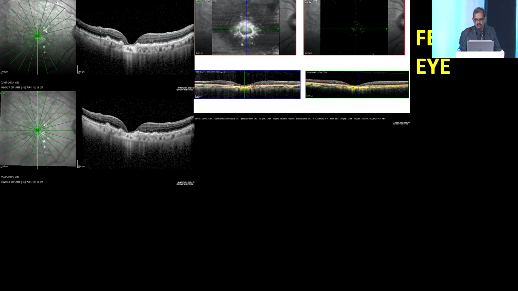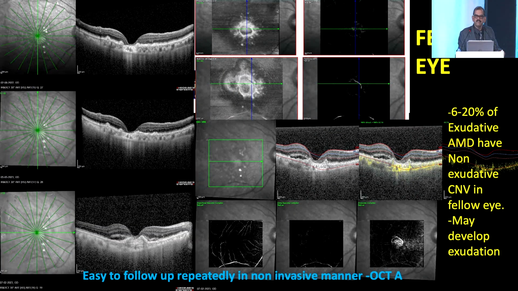The fellow eye of exudative macular degeneration patients should be very carefully looked at, because about 6 to 20% of patients who have exudative macular degeneration in one eye may have non-exudative CNVM in the other eye. This is only possible with the use of OCT angiography to detect these lesions. And it is very easy to follow up these patients repeatedly, because OCT angiography is a non-invasive procedure, and you can repeat it as many times as required. These non-exudative lesions in the fellow eye may develop exudation at a later date, so they should be followed up very carefully.